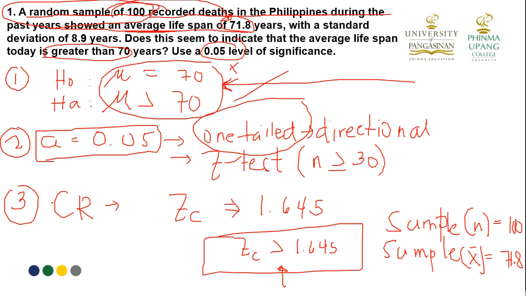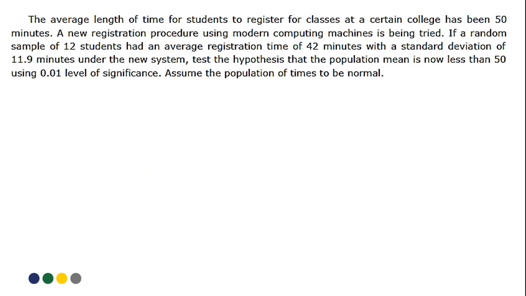Shall we move on to the next problem? Okay, number 2. The average length of time for students to register for classes at a certain college has been 50 minutes. Then a new registration procedure using modern computing machines is being tried. If a random sample of 12 is taken, that is a sample size of 12, meaning we're going to use the t-test. But first, we need to formulate our HO and HA.